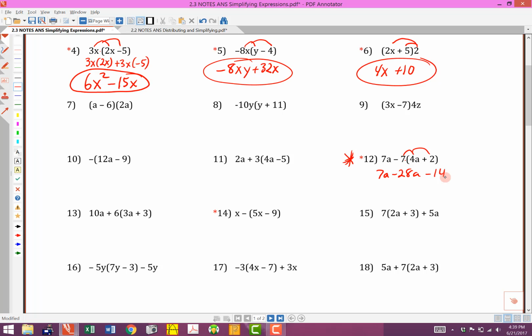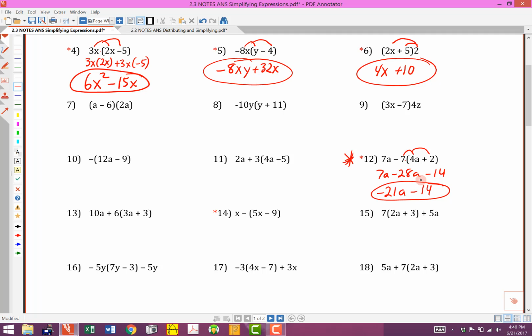Then we go through and collect like terms and write them in the correct order. These are like terms. I've got a positive 7a minus 28a, so that's going to be negative 21a. It's kind of like if I have 7 apples and owe somebody 28 apples. If I pay them the 7 apples, I still owe them 21 apples. And then the minus 14 goes on the end. The constant goes on the end.